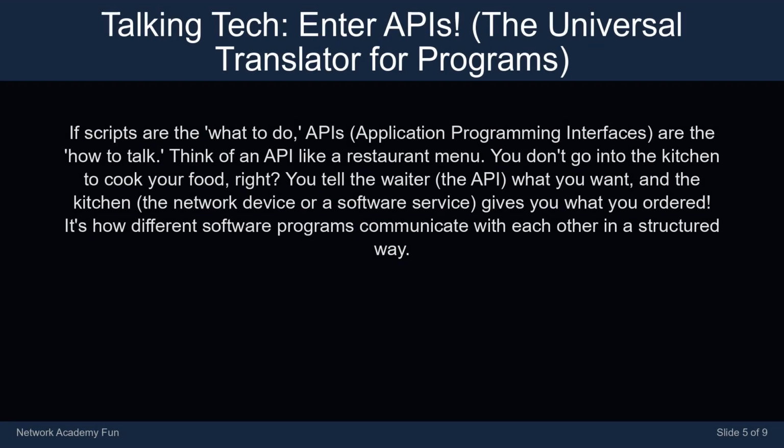If scripts are the what to do, APIs, application programming interfaces, are the how to talk. Think of an API like a restaurant menu. You don't go into the kitchen to cook your food, right? You tell the waiter, the API, what you want, and the kitchen, the network device or a software service, gives you what you ordered. It's how different software programs communicate with each other in a structured way.